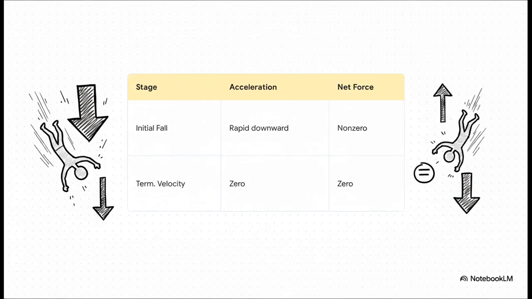Comparing the stages side by side really reveals the underlying physics here. Look at the initial fall stage. The acceleration is rapid and downward, meaning the net force is strictly non-zero and unbalanced. Gravity is definitely winning. But at terminal velocity, the acceleration drops completely to 0 because they are moving at a constant speed. And remember, 0 acceleration strictly means 0 net force. So the forces have suddenly become perfectly balanced right in the middle of a massive fall.